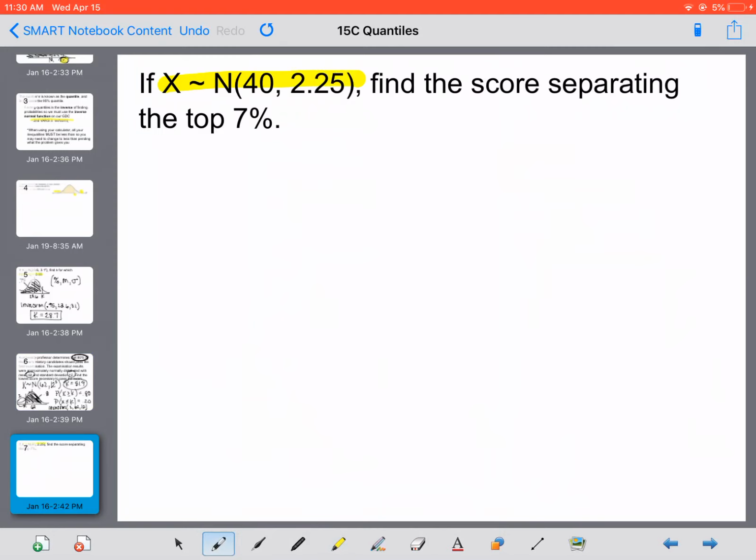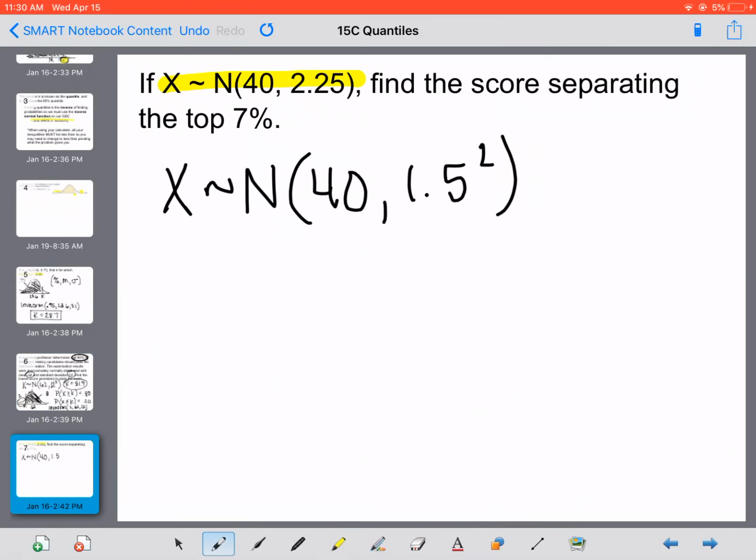In order for me to get that into a power of 2, what is the square root of 2.25? Well, that means that X is normally distributed with a mean of 40, and if I take the square root of 2.25, I get 1.5. So technically that is what we have going on. And so it's saying find the score separating the top 7%.